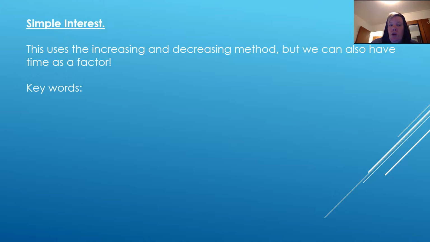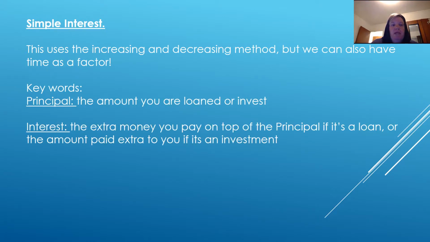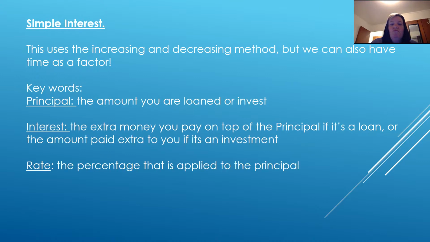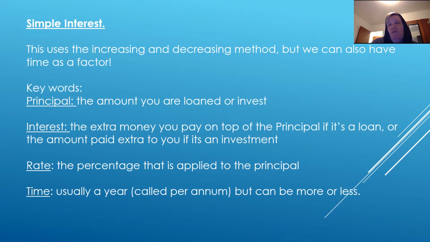Okay, some keywords you need to know. Principal: this is the amount you either loaned or invest. Invest if you're putting it into savings or something. Loaned means I need to borrow off somebody else. Interest: this is the extra percentage you'll have to pay back for borrowing the money. Or if you put the money into savings, it's how much money the bank or whatever is going to pay you. Rate: that's basically the percentage. And time. Often it's a year, which you'll also see written as per annum, which is Latin for per year. But it can be more and less than that, and I'll show you how to deal with it.